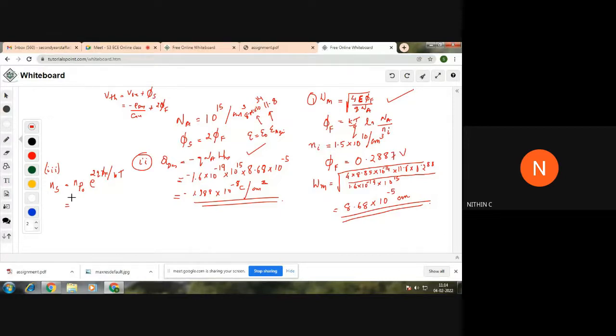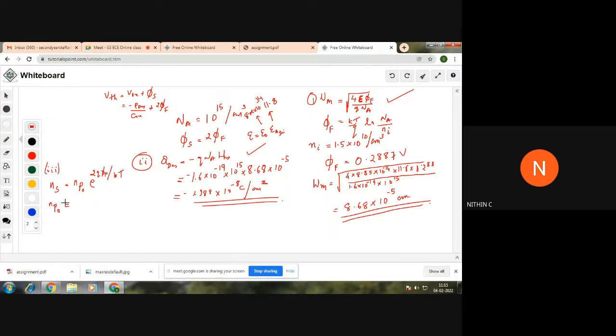So initially for this we need to find the value of np naught. How will you find the value of np naught? Or you can take n naught: the electron concentration in the p-type material, not at the surface. How do we take the electron concentration in the p-type material? np naught is equal to... Normally you can take it as n0. What will be the value of n0?